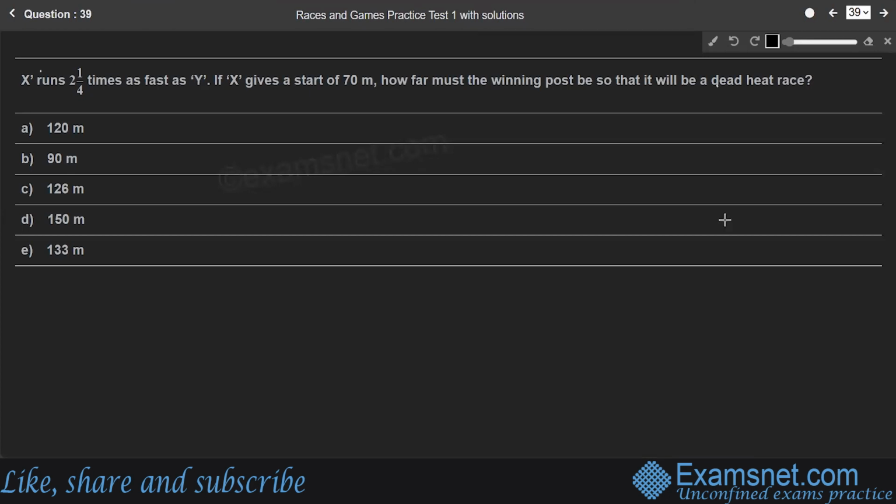Question number 39. X runs 2 integer 1 by 4 times as fast as y. If x gives a start of 70 meter, how far must the winning post be so that it will be a dead heat race? So students, here x gives a start of 70 meter to y. Here x is here, y starts from here, so that x gives a start of 70 meter to y. So here, how far must be the winning post? That means distance from the starting point to the destination, the winning post. How far should it be from the starting point?